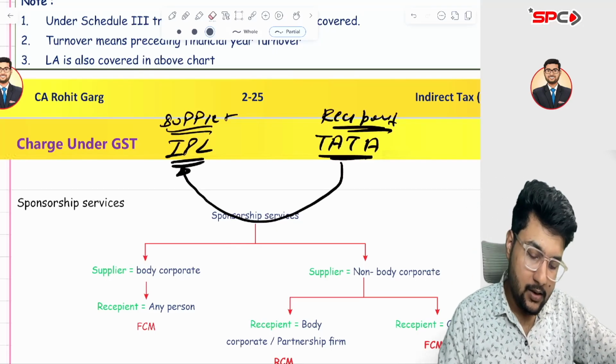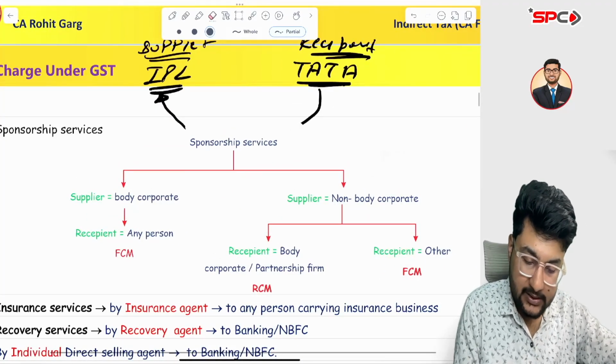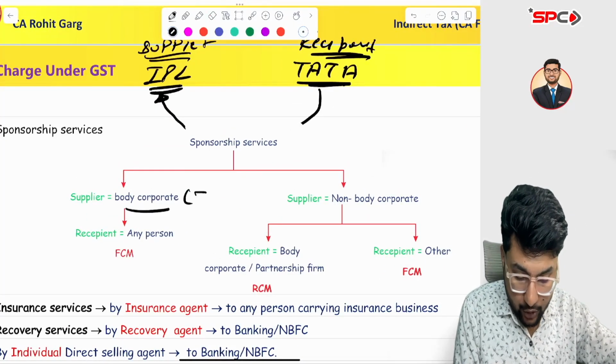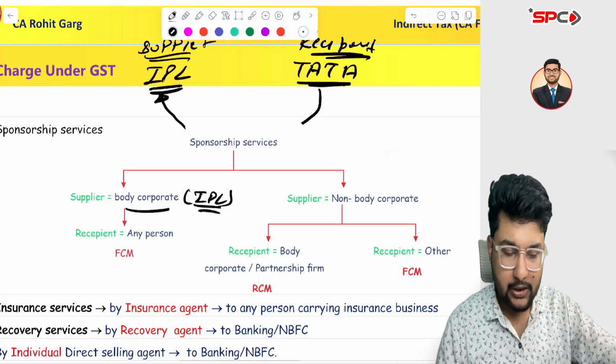Okay. So as for IPL, let's take an example, sponsorship services. Since IPL is a body corporate, meaning a company, a foreign company is also included.